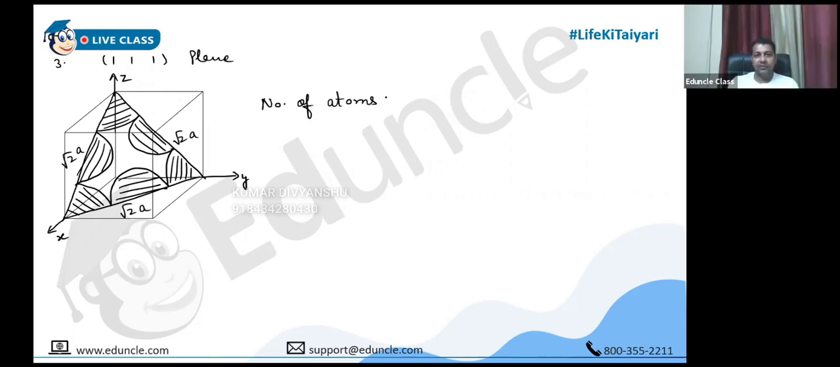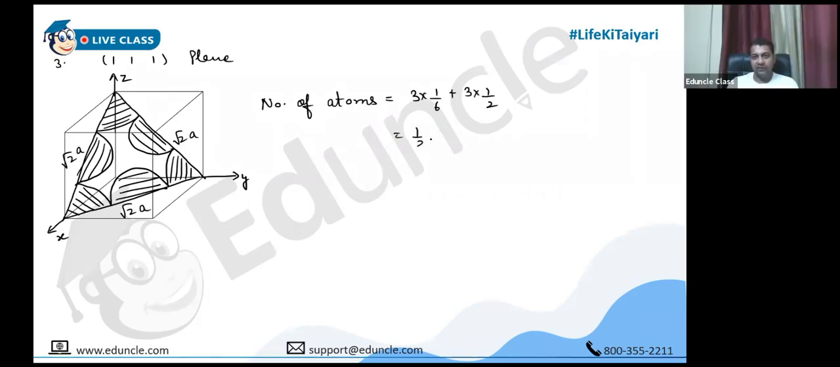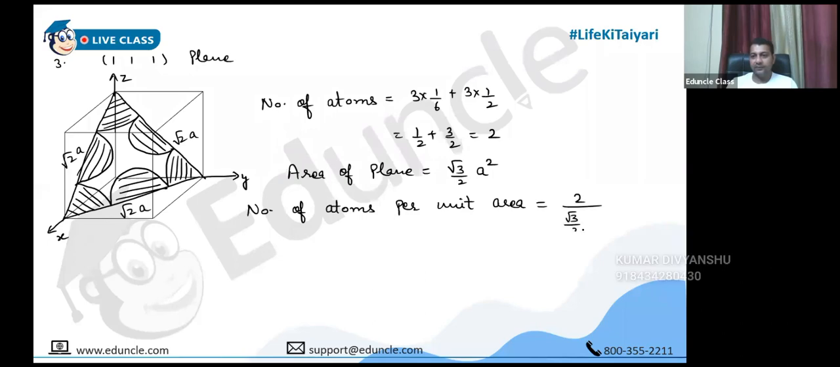Now what about the number of atoms? So these were 3 into 1 by 6, and 3 into 1 by 2. So it is half plus 3 by 2, which is equal to 2. And the area of plane was root 3 by 2a square. This we have already calculated. It was root 3 by 4 side square and it came out to be root 3 by 2a square. So number of atoms per unit area is 4 by root 3a square.